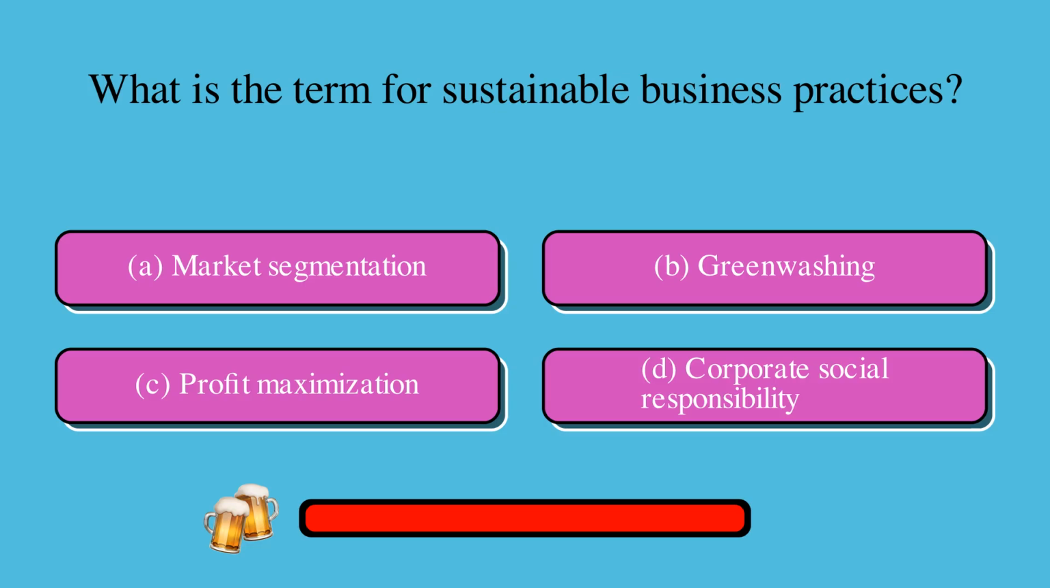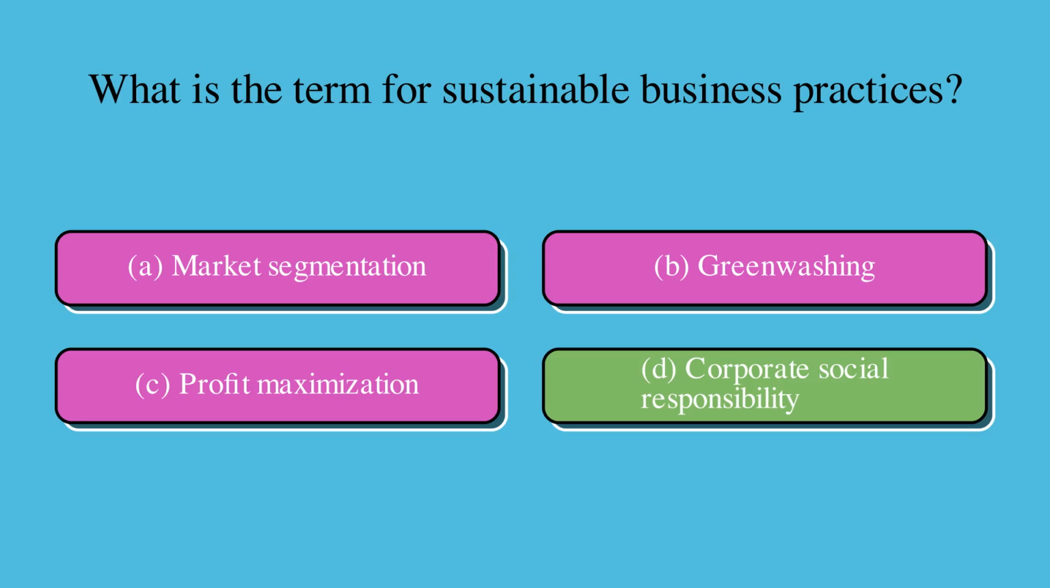What is the term for sustainable business practices? Is it A, market segmentation, B, greenwashing, C, profit maximization, or D, corporate social responsibility? The correct answer is D, corporate social responsibility.